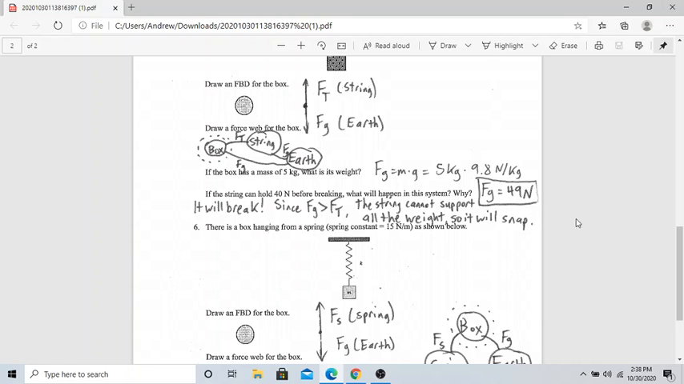I'm looking for the weight, which is FG, so I'm just replacing it with the other stuff that I know. I know the mass is 5 kilograms. I know little g is 9.8. So 5 times 9.8, you're going to get that the weight of that box will be 49 newtons.